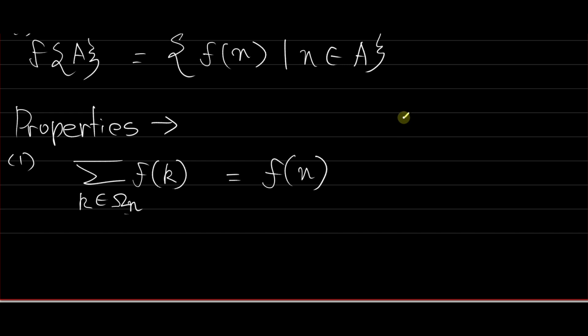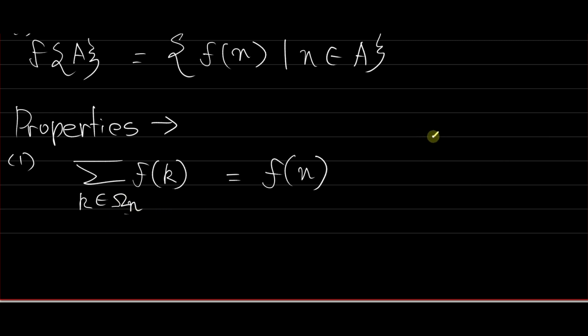Like if you just add 1, what will you get? You will only get 1. If you add 2, what will you get? You will get 2 only. So if you add only 1 item, you will get that item only. So that's what happens here.